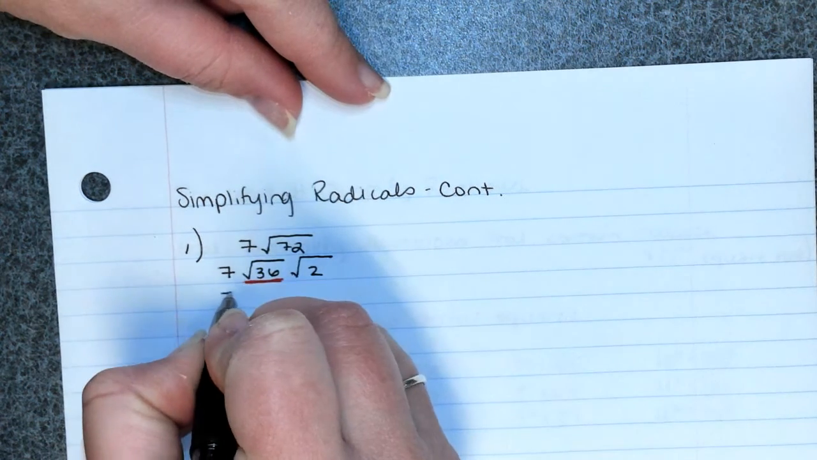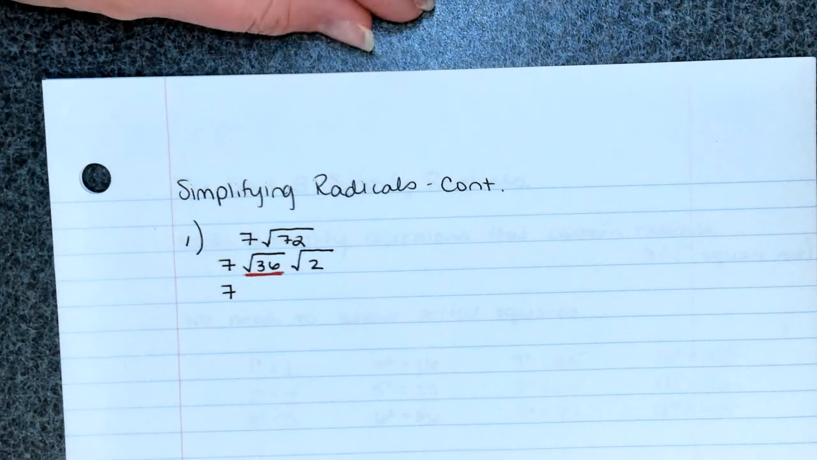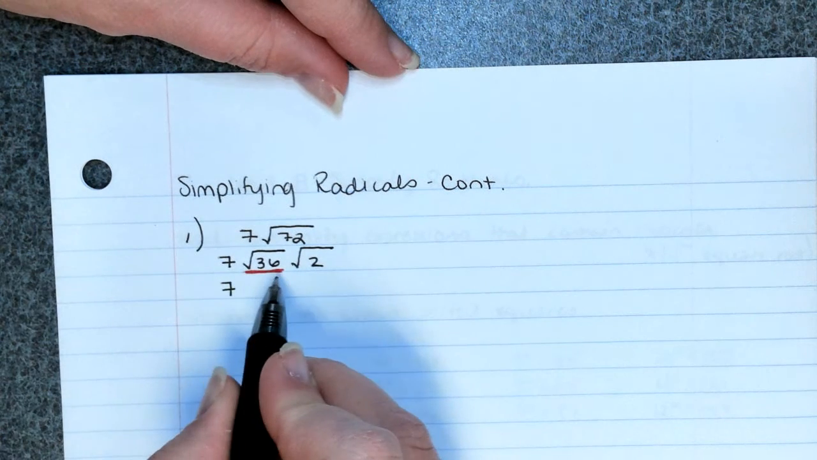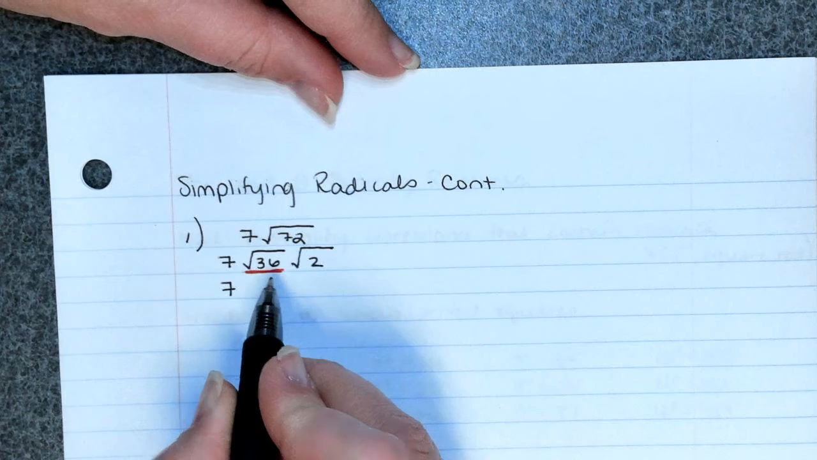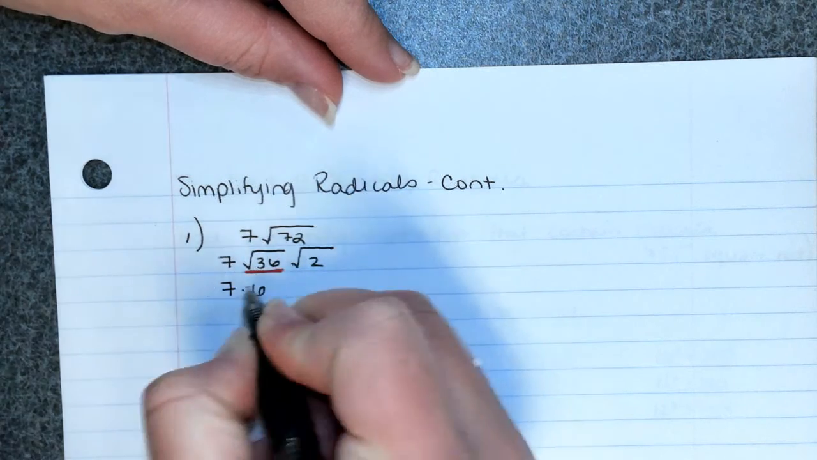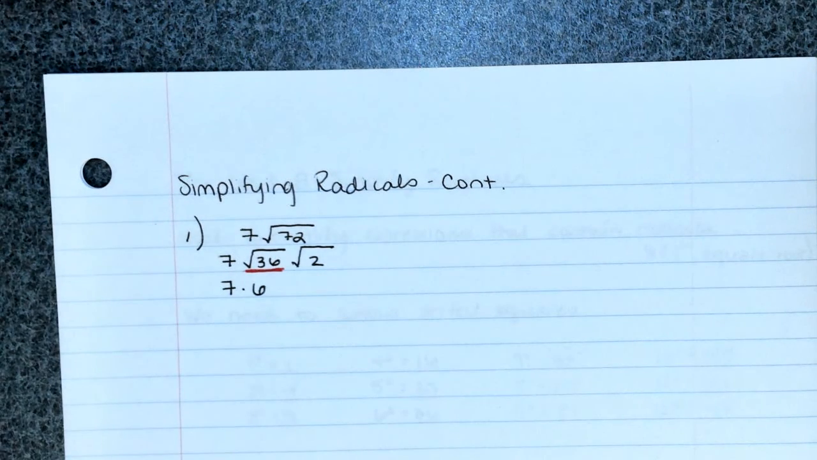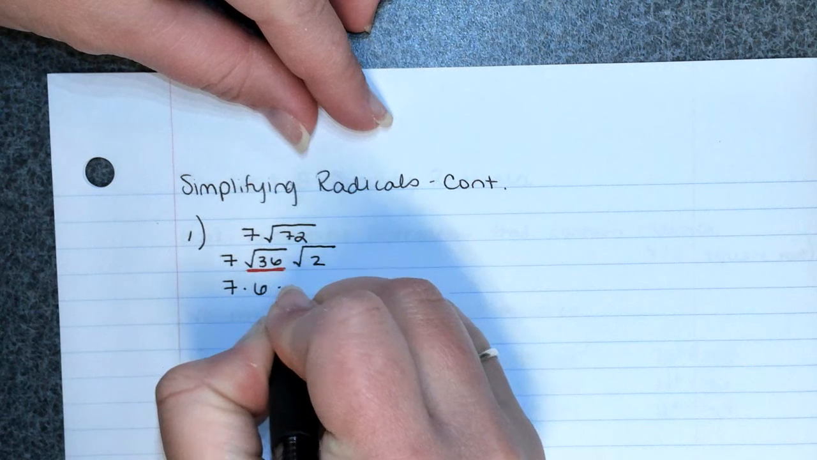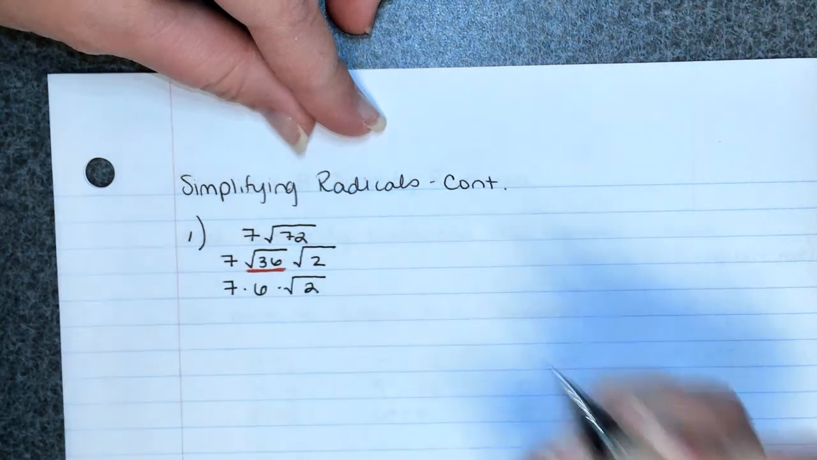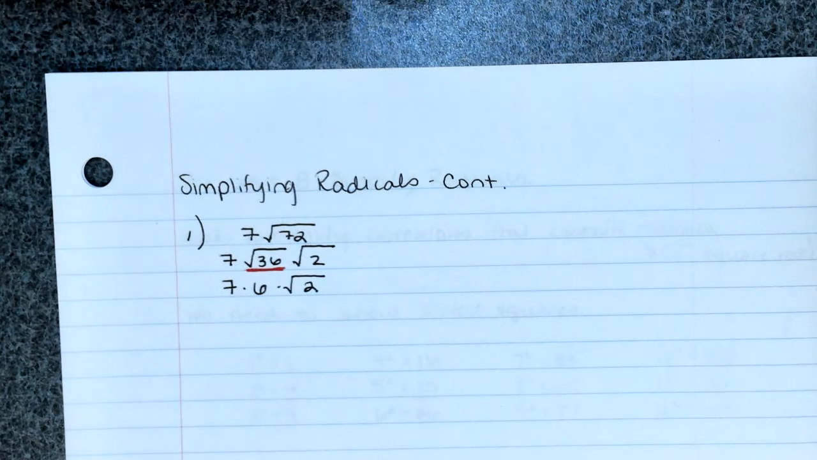Okay, 7 you can't change. That's just going to be 7. The square root of 36, though, is what? 6. So we write it as 6. We don't write it as the square root of 6 anymore because we took the square root and got 6. Are we okay with that part? The last part, we can't take the square root of 2, so we're just going to leave it. It's all multiplication. Okay? So now what can we do?